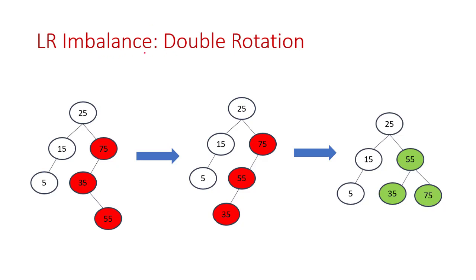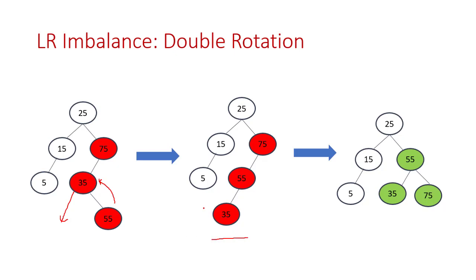So in the LR imbalance, first we have to apply the left rotation like this. So when you applied a left rotation, 55 comes to this position, and 35 comes to this position. The output of this left rotation is shown here.